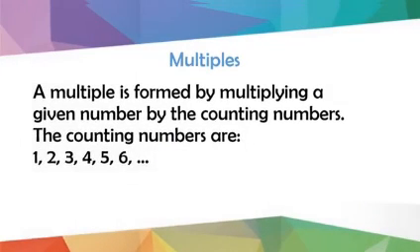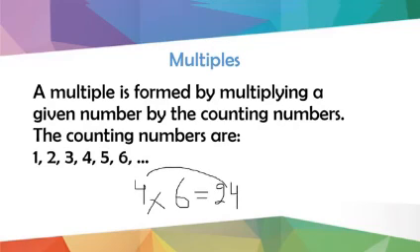Multiples. A multiple is formed by multiplying a given number by the counting numbers. The counting numbers are 1, 2, 3, 4, 5, 6, 7, 8, etc. For example, 4 by 6 equals 24. 24 is a multiple of 4 and also 24 is a multiple of 6. So 24 is the product or the multiple of 4 and 6 at the same time.